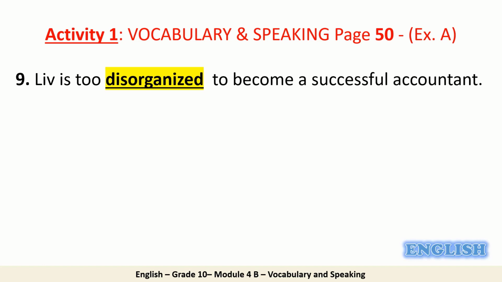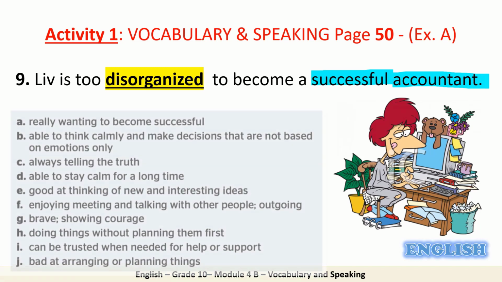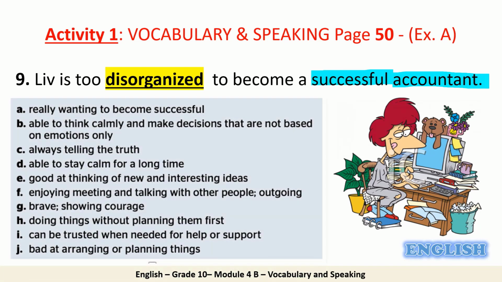Liv is too disorganized to become a successful accountant. Successful accountant. Let's check the picture. So, what do you think is the meaning of disorganized? A disorganized person is a person who is bad at arranging or planning things. He is also untidy. My dear students, try to always be organized and plan your time and work when you are studying.